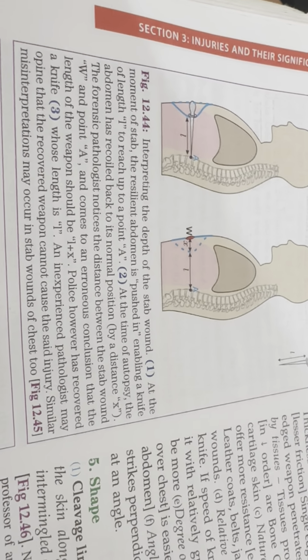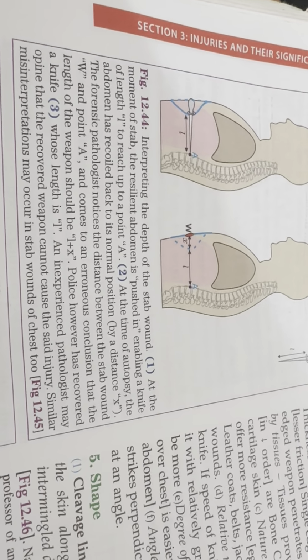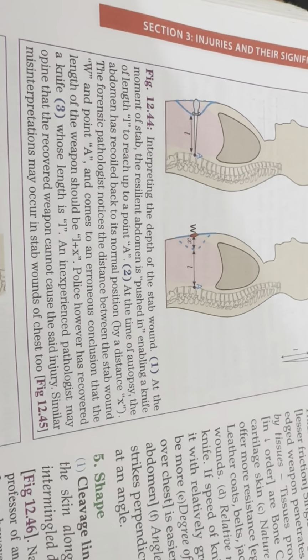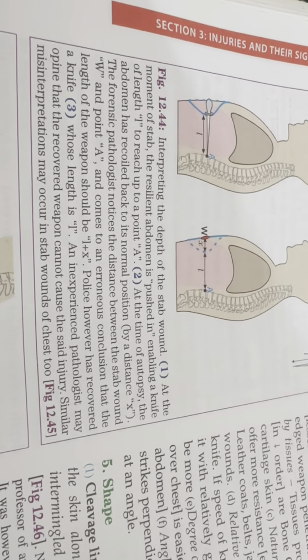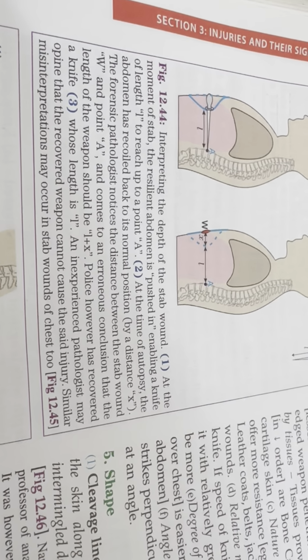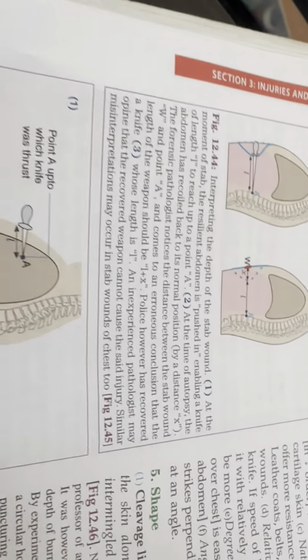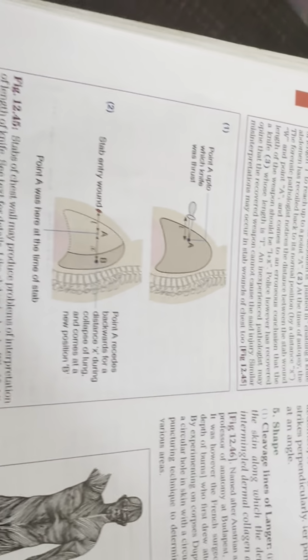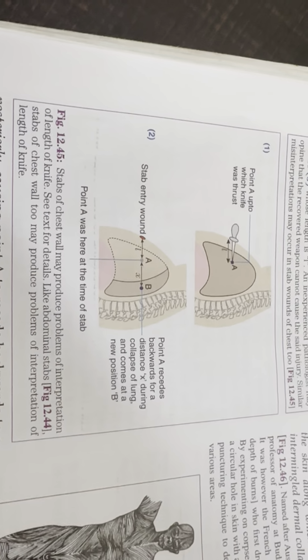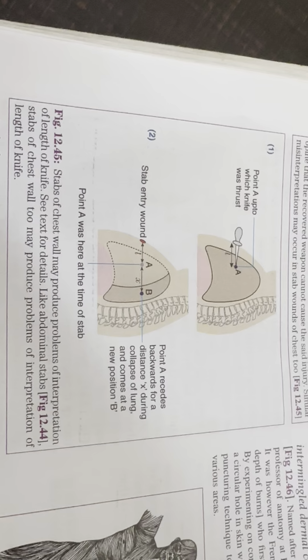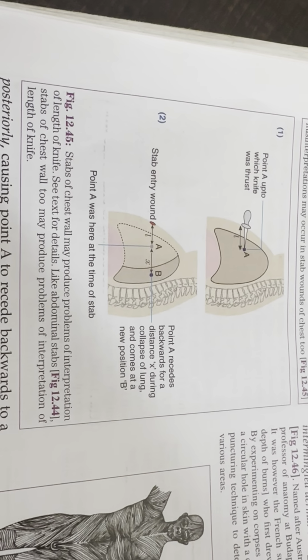Police, however, has recovered a knife whose length is L. An inexperienced pathologist may opine that the recovered weapon cannot cause the said injury. Similar interpretation problems may occur in stab wounds of the chest, etc. 2. Stab wounds of the chest may produce problems in interpreting the length of the knife.